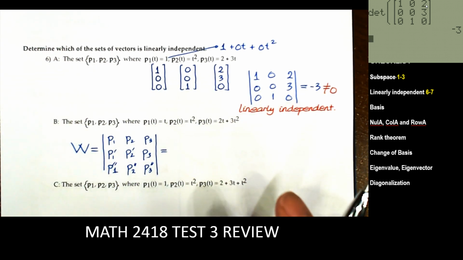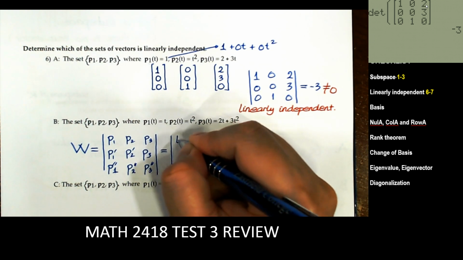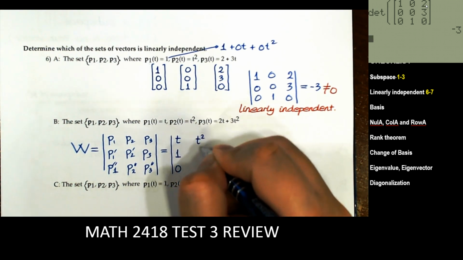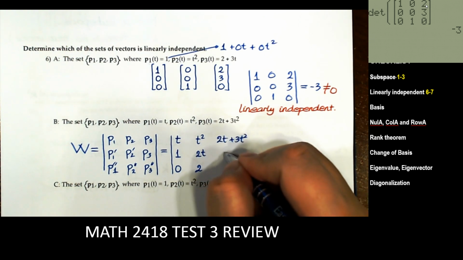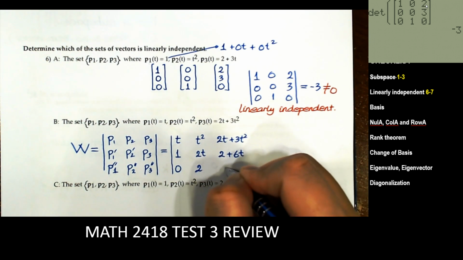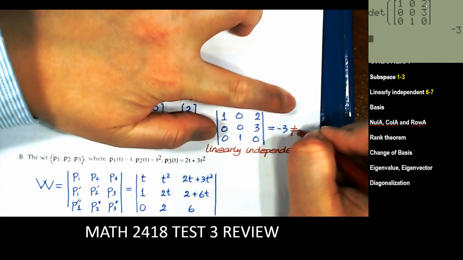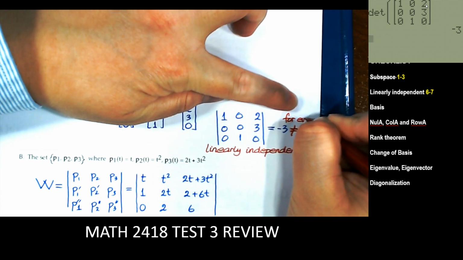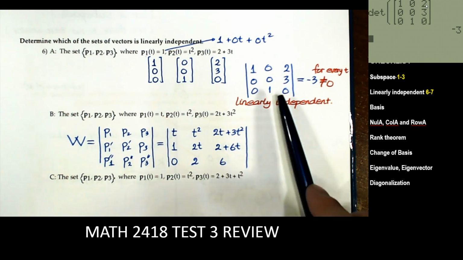Of course we can do the same thing as we did before. So t will be just t, derivative is 1, 0. t squared, 2t, 2. 2t, 3t squared, 2 plus 6t, and then 6. Then take our determinant, and this should not be equal to 0, then it will be linearly independent. It should not be equal to 0 for every t, I should say. Of course, we can also just do it like this.